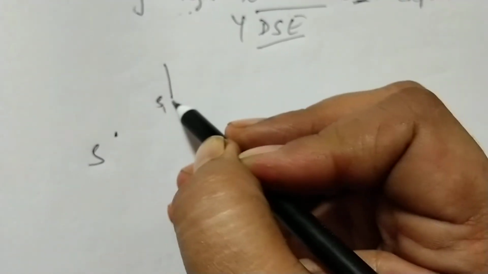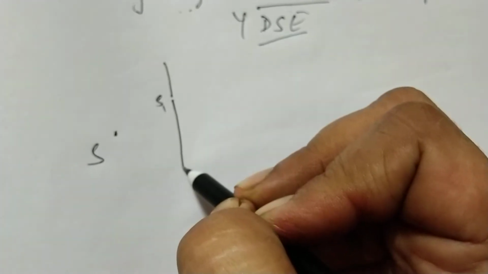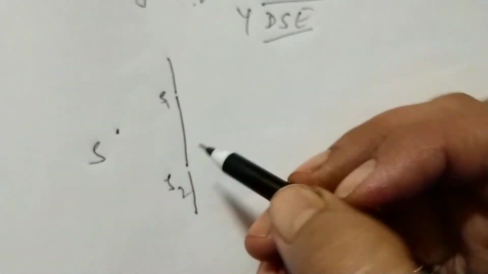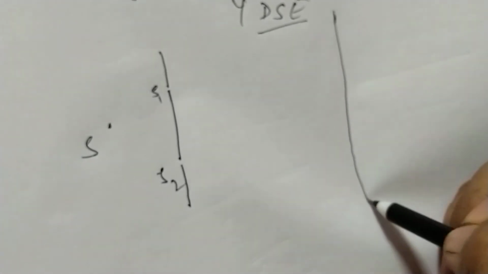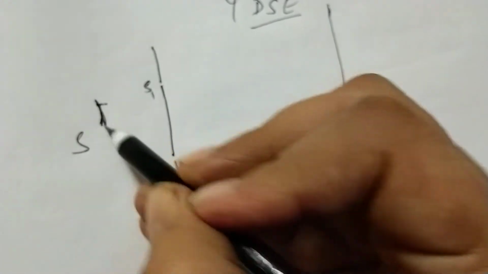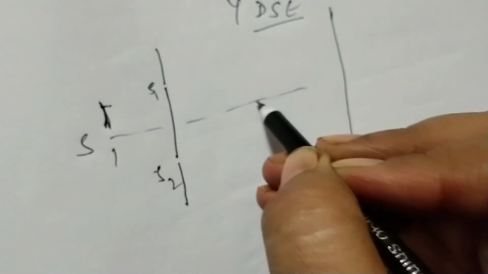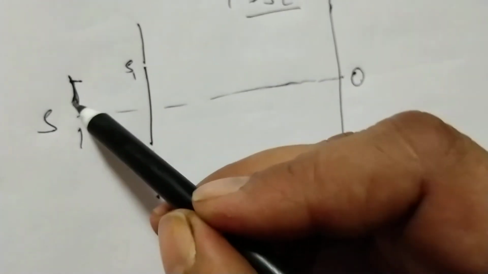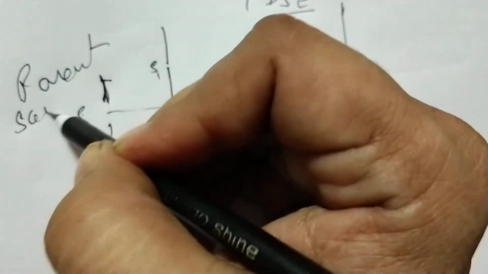Let us assume this is S1, and we have another slit out here. This is S2, and we have got a screen here. I would like to take this as the middle, let us assume this is point O. This is what I call the parent source, and S1 and S2 are the two slits.